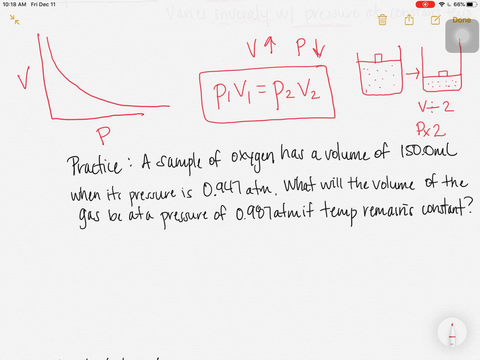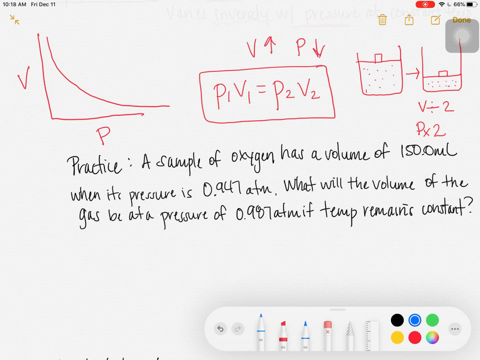So let's do a practice. And I'll show you how we can use this law. So the problem says a sample of oxygen has a volume of 150 milliliters when its pressure is 0.947 atmospheres. What will the volume of the gas be when the pressure is 0.987 atmospheres if the temperature remains constant?